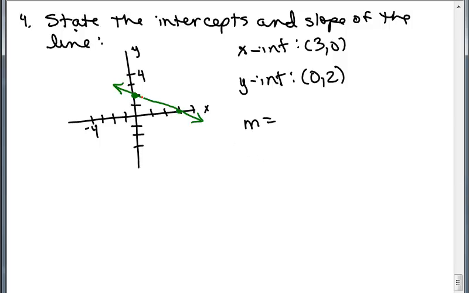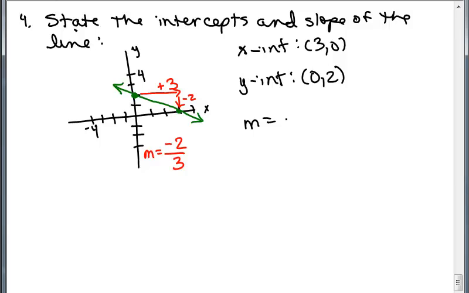There are 2 ways to get the slope. One way is to look at the picture, start from one of the ordered pairs and see how you get to the other ordered pair. I would have to go to the right in the x direction plus 3. Remember, the x direction is the denominator, the change in x, and then I would have to go down 2 spaces to get to this point, so that is the y value. So the slope is going to be negative 2/3, doing it that way.